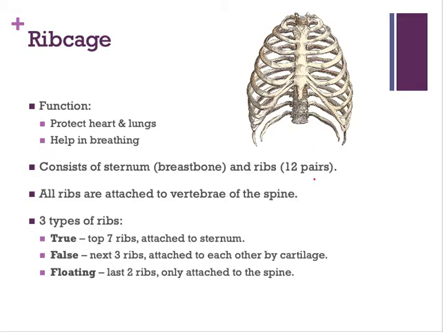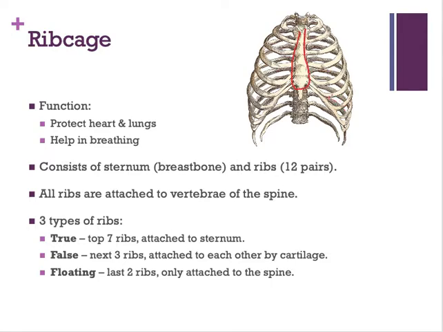So those 12 pairs of ribs, when you think about it, correspond to your thoracic vertebrae at the back. They're all attached to vertebrae in the spine, so they're all attached at the back. But then they're divided into 3 different regions depending on how attached they are at the front. So the top 7 ribs are called your true ribs, and they're attached at the front to the sternum here. So you'll see number 1 to 7 there are all attached to the sternum here.